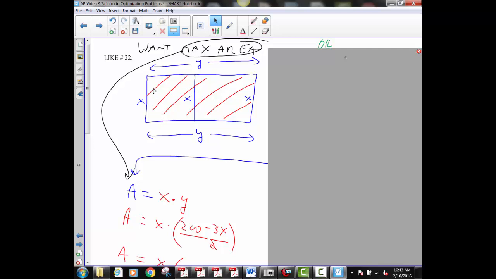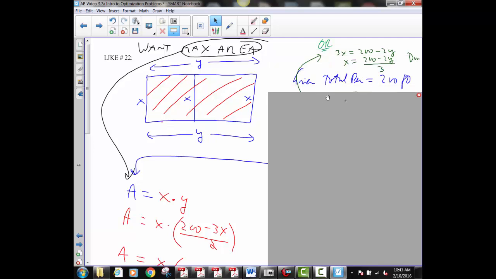And so, obviously being rectangles, if this is x, this is also x, this is also x. If this is y, this is y. And you want to maximize the area. So you have so much fencing. So you have a total perimeter of 200 feet of fencing. The blue all adds up to 200 feet.